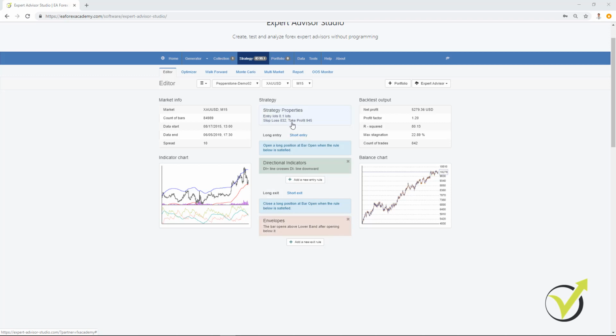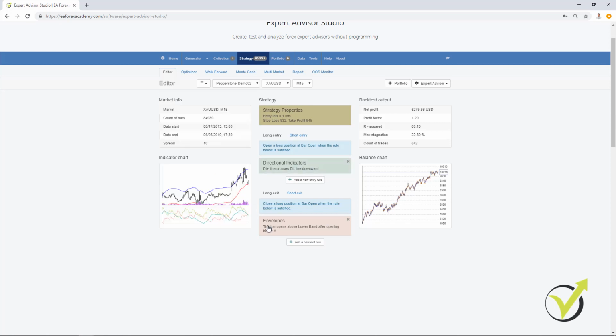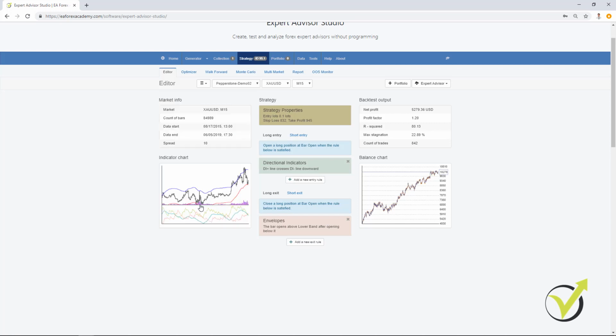We have stop loss of 832 and 945. Directional indicators, we have the DI positive line crosses the DI negative line downwards with period of 44. Okay, and with the envelopes, I have the bar opens above lower band after opening below it. Okay, so it means that we will exit the long trade once the price was below the envelopes, and when it gets into the envelopes, we are out. Period of 20 deviation 0.36.